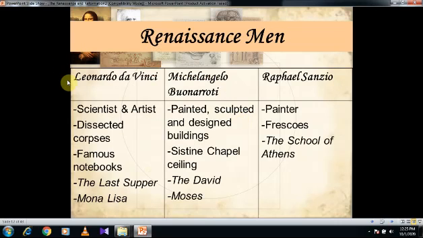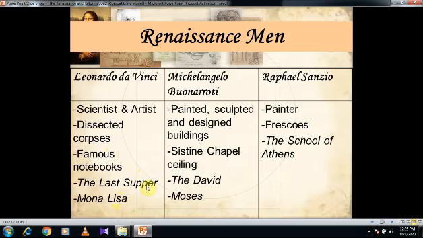Three of the most famous Renaissance men that you need to know about are Leonardo da Vinci, Michelangelo, and Raphael Sanzio. To start with Da Vinci, most of you are familiar with him. He was a scientist and an artist. He dissected corpses. Dissection means that you cut open the flesh and study the organs inside. He wrote famous pieces of writing and notebooks. His two most famous paintings were The Last Supper and the Mona Lisa.